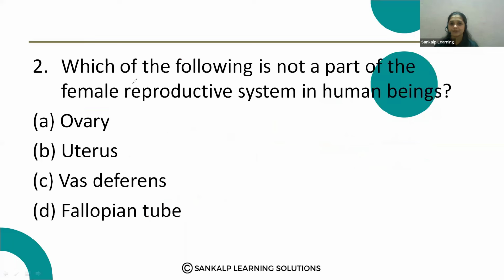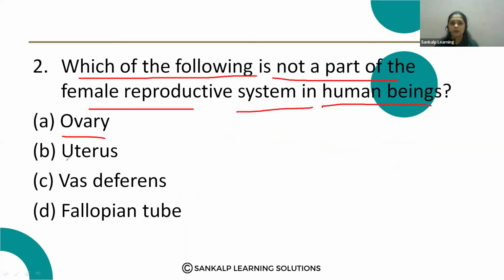Second question. Which of the following is not a part of the female reproductive system in human beings? Ovary, uterus, vas deferens, fallopian tube. Which of the following is not a part of the female reproductive system? Just imagine the diagram of the female reproductive system.